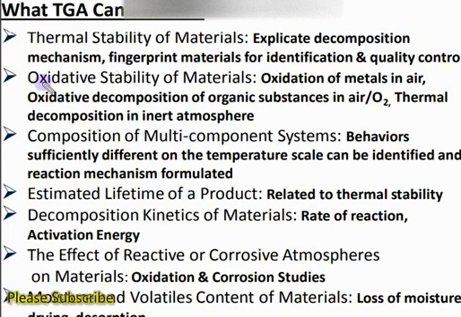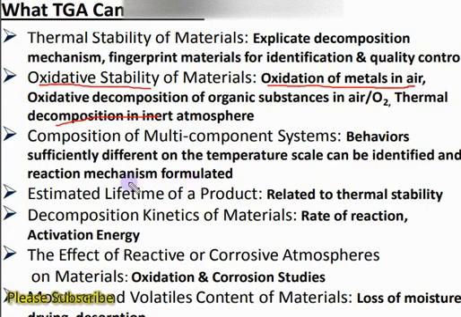Secondly, this point is also relevant to the stability of the material: oxidation of metal in air, oxidative decomposition of organic substances in air, or thermal decomposition in inert atmosphere. These are the main indicators of at what temperature the material is oxidized or decomposed. This information can also be extracted using the TGA curve.